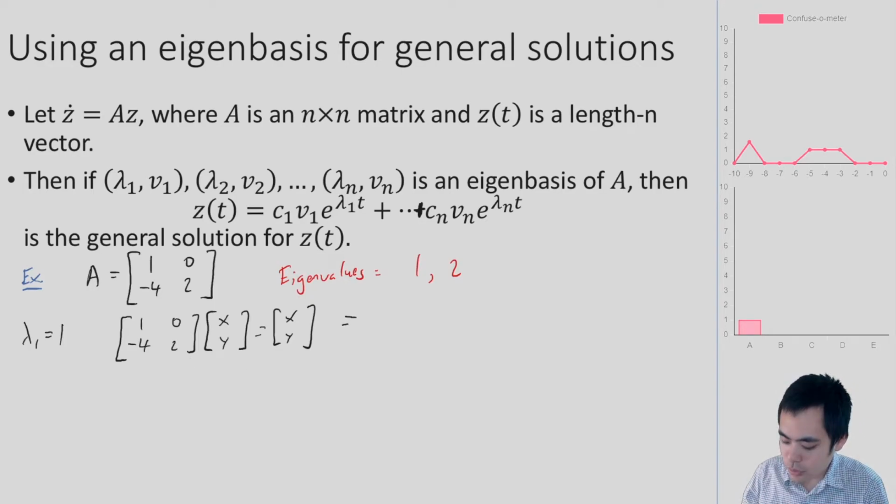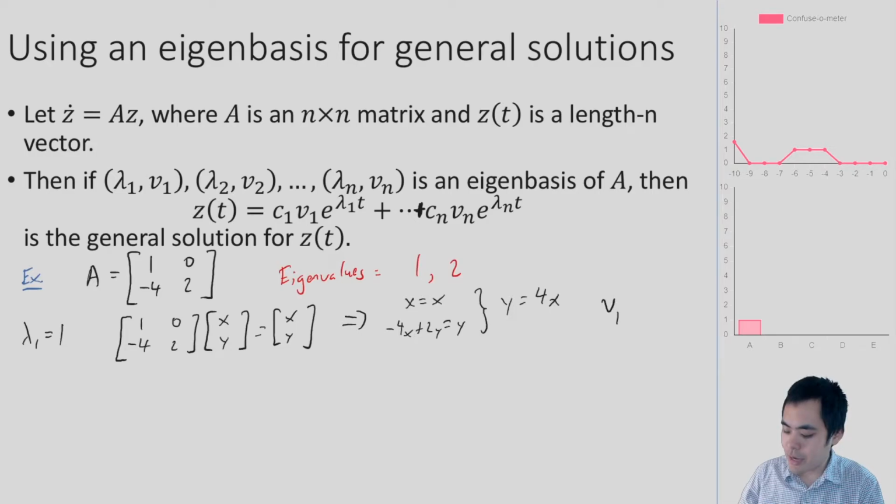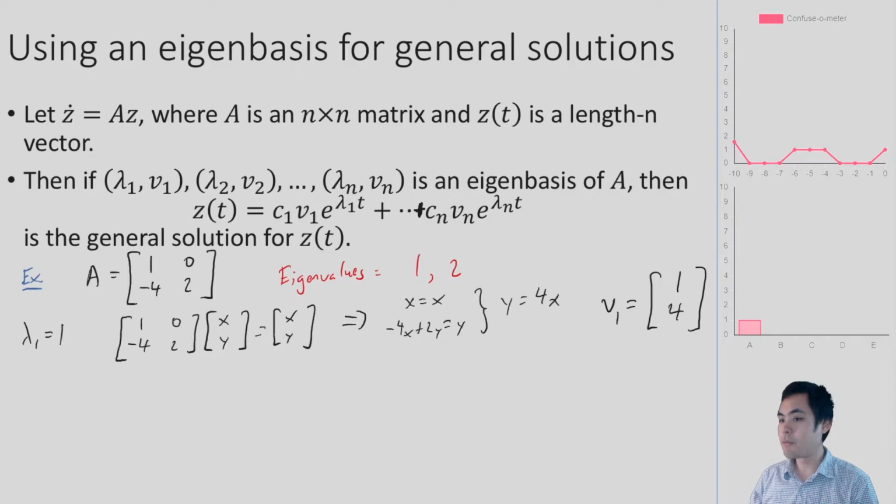When we solve that, what you get is x is equal to x, and minus 4x plus 2y is equal to y. And x is equal to x doesn't mean anything. X is always equal to x. And so you end up being left with just y is equal to 4x. So y is equal to 4x, which means you have an eigenvector. If y is equal to 4x, you can set x equal to 1, and y is then equal to 4. So therefore, you have an eigenvector v1 is equal to 1, 4.